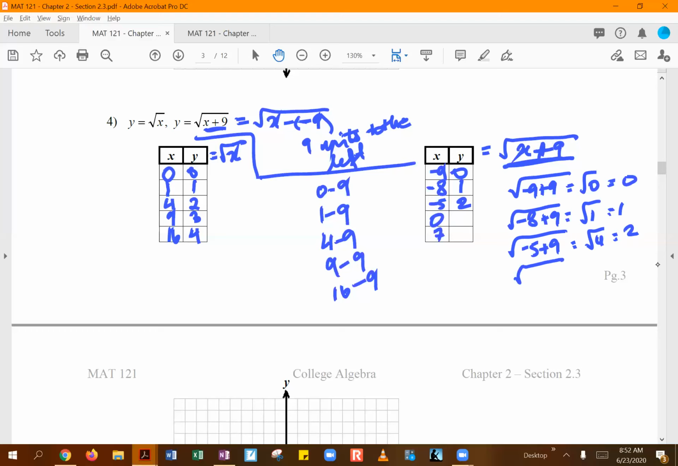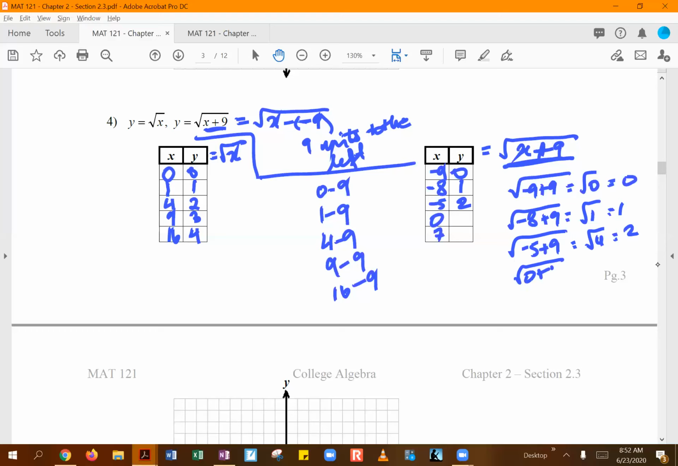Because we subtracted 9 when we came up with the x values, now we're basically adding 9 back into it. So you're basically nullifying those values. So you should get the square root of 0, 1, 4, 9, and 16, and then the answers accordingly.